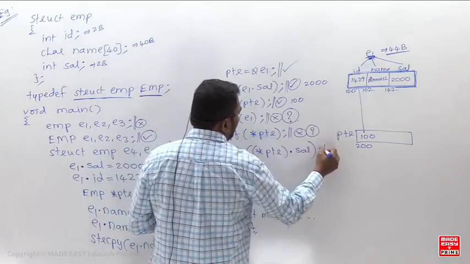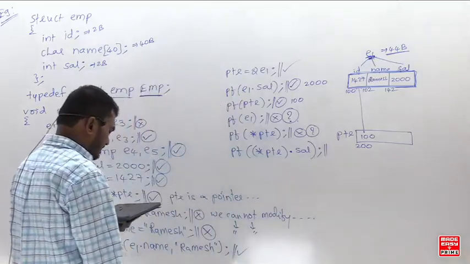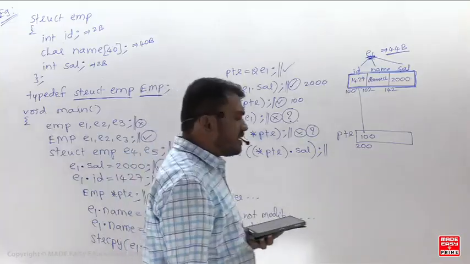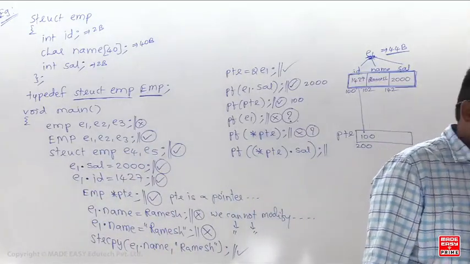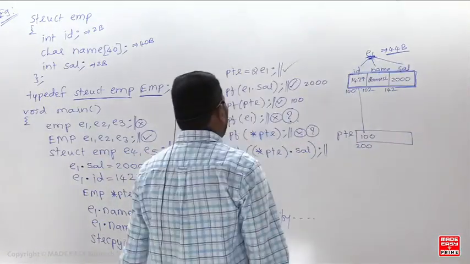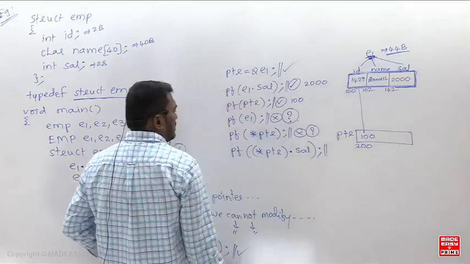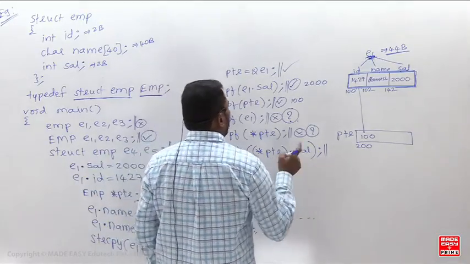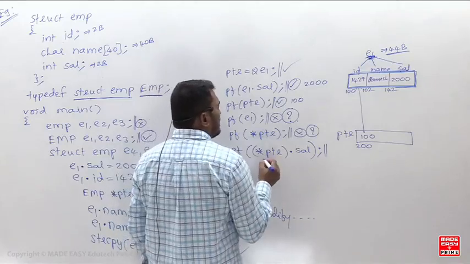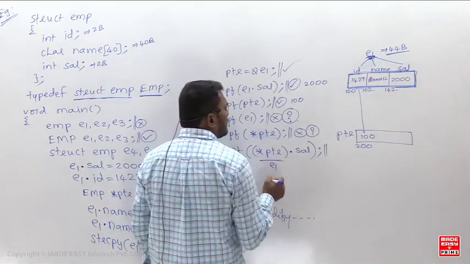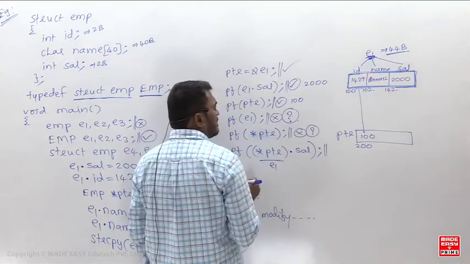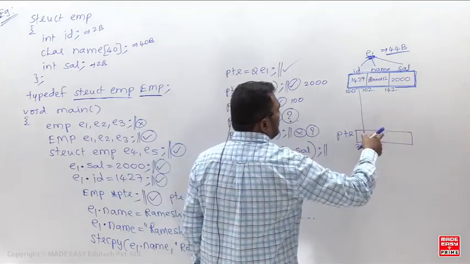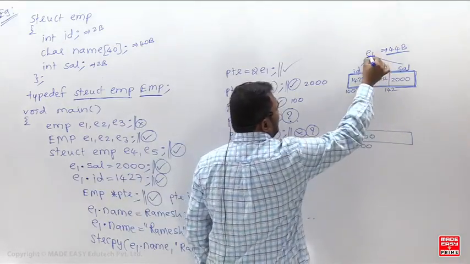Now tell me how much it will print. Is it allowed or not allowed? Star PTR dot salary, if I want to print. So star PTR means what? Just like E1 only. Star PTR means just like E1. Value at the location PTR. PTR is 100. Value at the location PTR means E1.